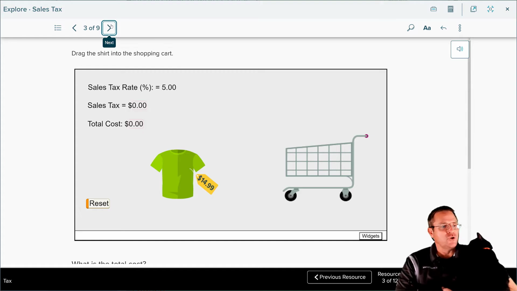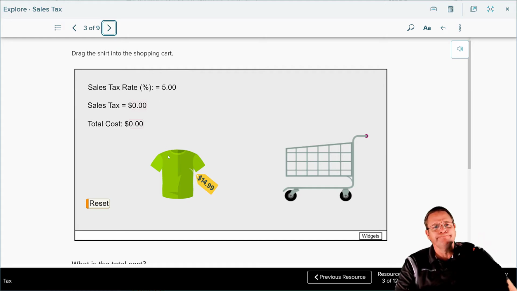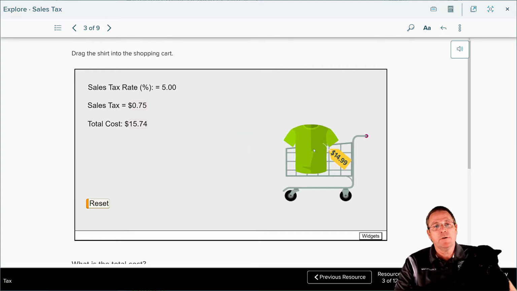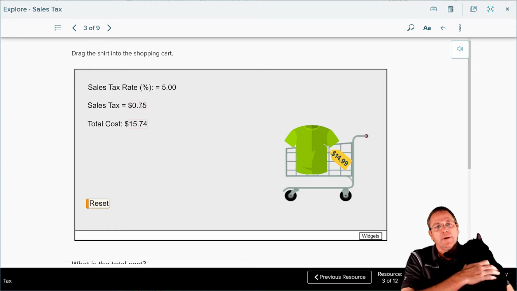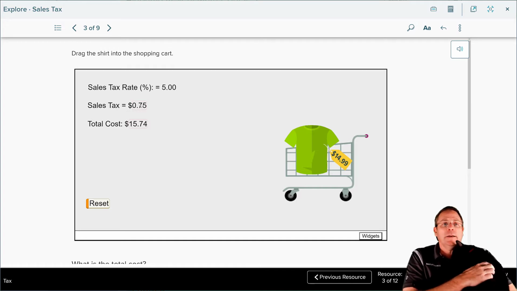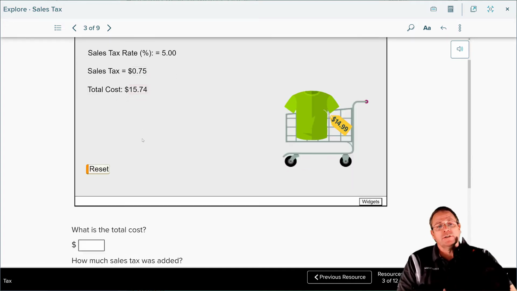So it looks like we have a shirt here that costs $14.99. Sales tax is going to be a percent equal to $5. That doesn't make a lot of sense. I guess it's maybe not $5, that's 5%. So the sales tax rate is going to be 5%. So that's a nickel on every dollar you spend. So we just put our shirt in our grocery cart, and that meant that we have 75-cent sales tax that is going to be paid. So that $14.99 shirt is now $15.74.